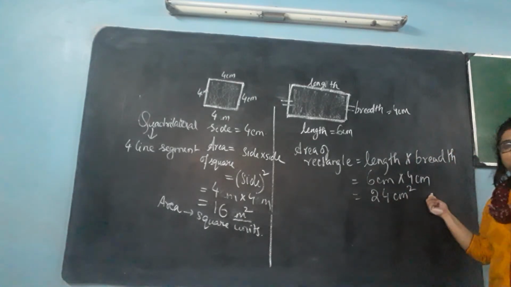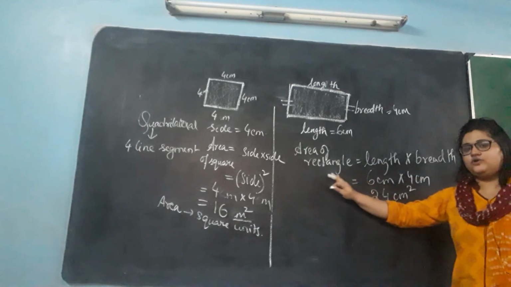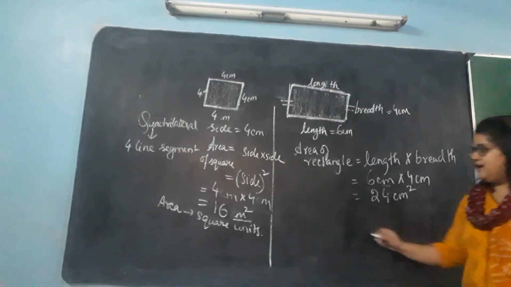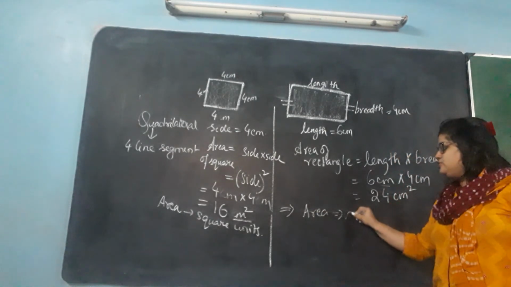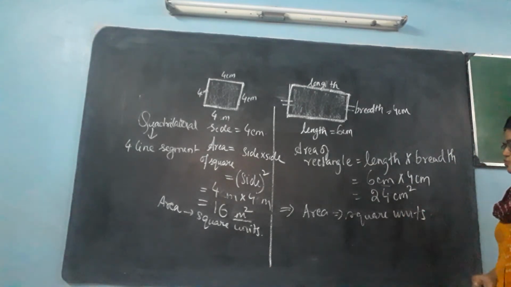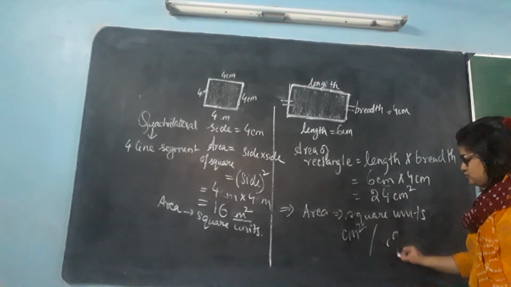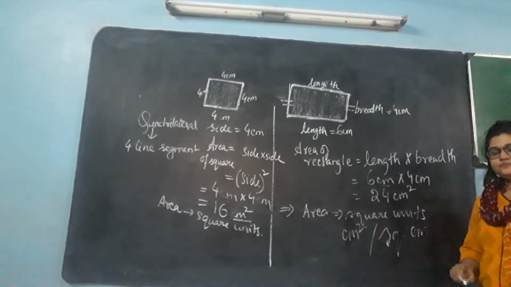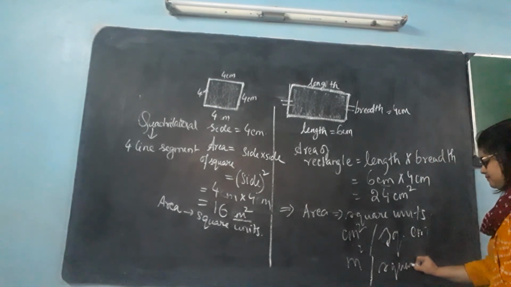Similarly, whether it is a square or a rectangle, it doesn't matter. Whenever you are finding area, the units are multiplied 2 times. So always remember, area has square units. We can write in two ways. We can write centimeter square, or we can write in words square centimeters. If it is meter square, we can write in words square meters.